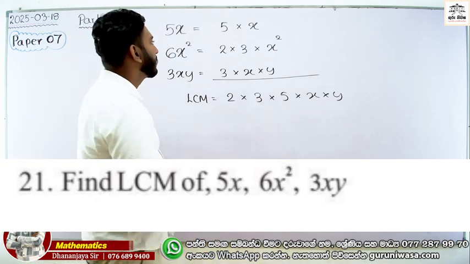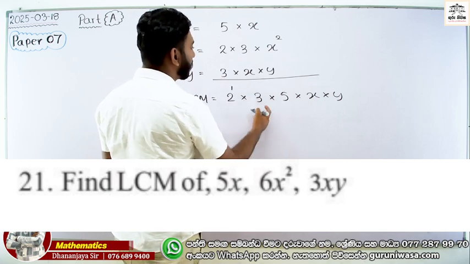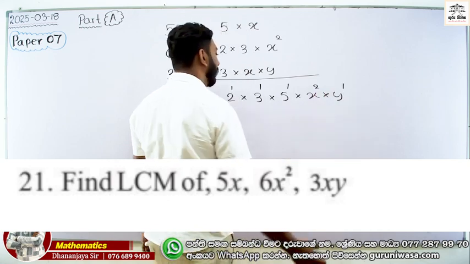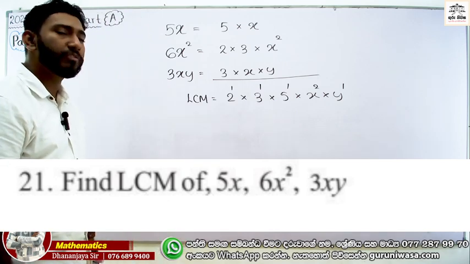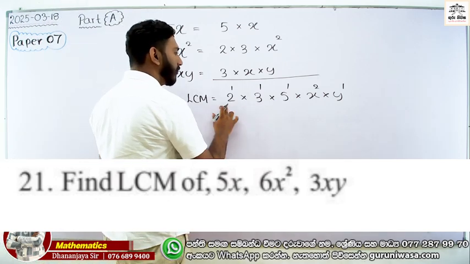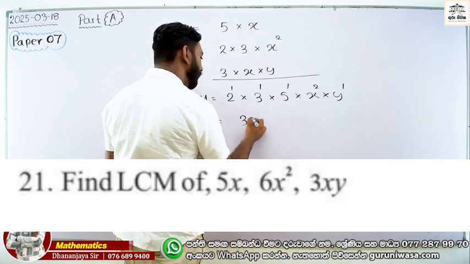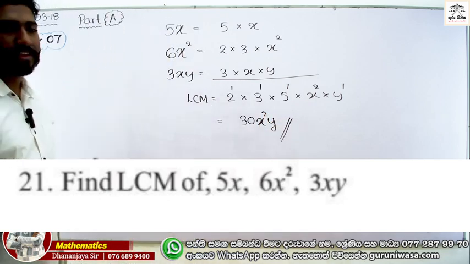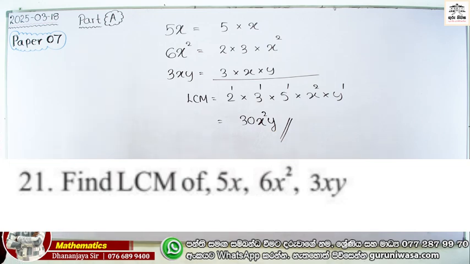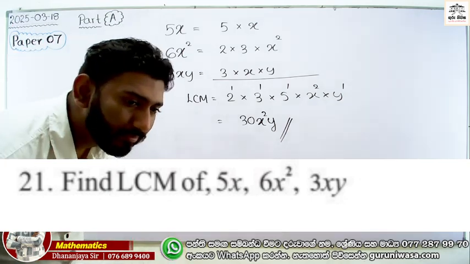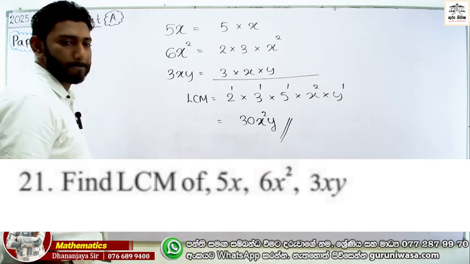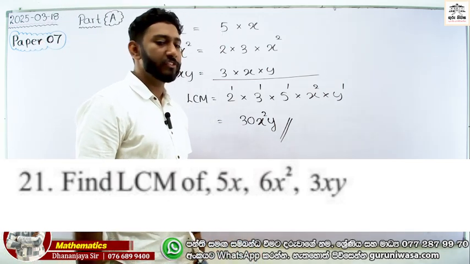Who is the maximum? 2 to the power of 1, 3 to the power of 1, 5 to the power of 1, x to the power of 2, and y to the power of 1. Those are the maximum powers of the different terms. Now look at it. 2 into 3 into 5 becomes 30, and x squared y. This is the method. This is the answer. Very good, Sidhu. Your answer is correct.